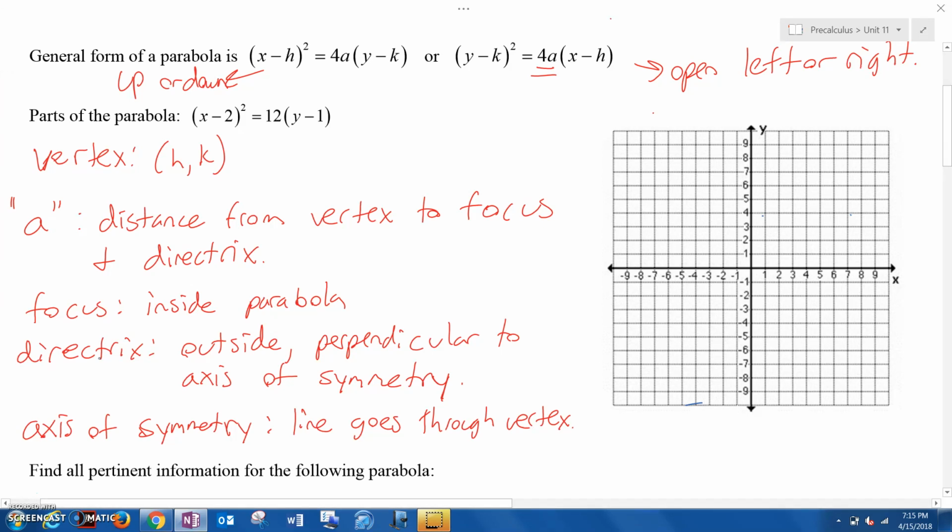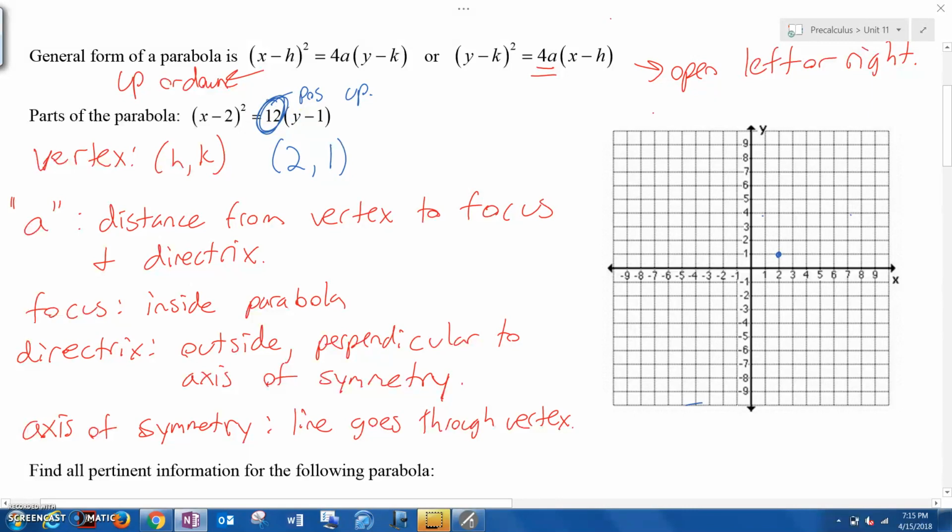So let's do all these pieces with this parabola here. First thing is the vertex is at +2, +1 because of the opposite signs of the x and y. +2, +1. I also see that it's x squared, so it's opening either up or down. This is positive, so it's opening up, and that's only because it's x squared.